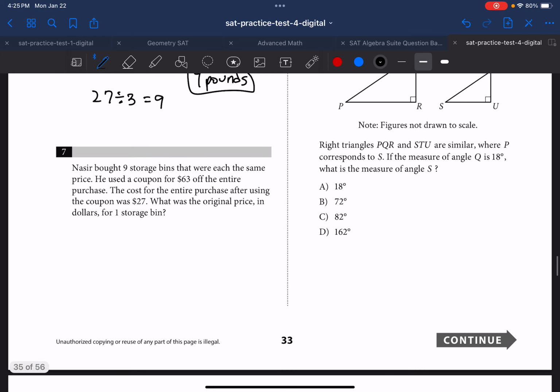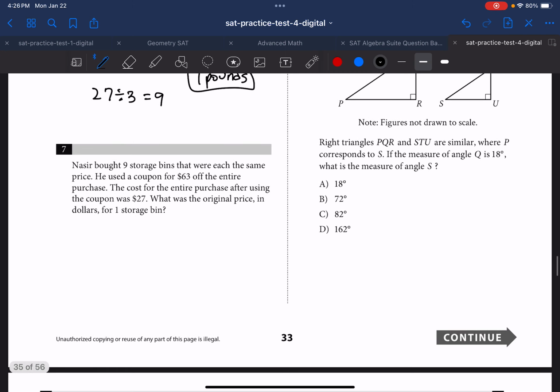Question 7. Nazar bought 9 storage bins that were each of the same price. He used a coupon for $63 off the entire purchase. The cost for the entire purchase after using the coupon was $27. So what was the original price for one storage bin? So let the cost of one storage bin equal x. Nazar bought a total of 9 storage bins, so it's 9 times x.